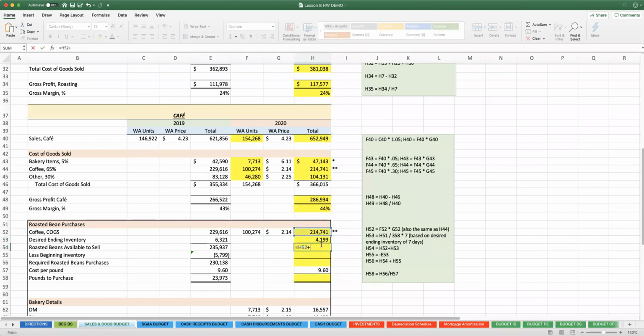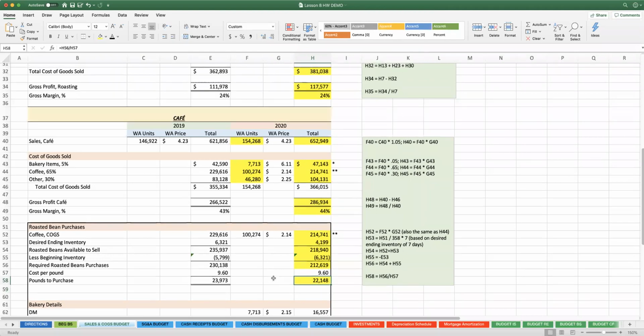So we add these two together, and then remember, this is where you subtract off the beginning amount, which would be last year's ending amount, so reference that over here. And then one more time, bring those two pieces together. So this is the required roasted bean purchases that the cafe will need to make, and they need to be committed to that. Now if we want to convert that to pounds, this is the price per pound here, so we can take that and divide by the price per pound. And that's the number of pounds that we have to purchase from the roasting business this year.